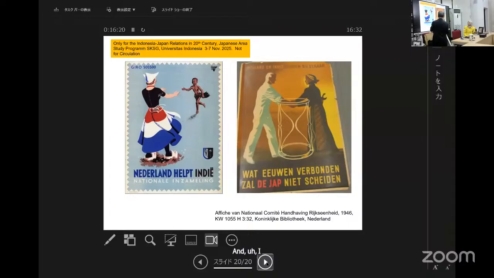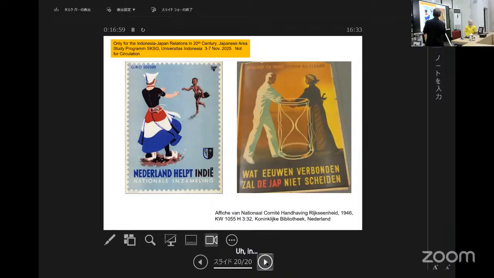And I have checked these posters in the Koninklijke Bibliotheek, the Royal Library in the Netherlands. They have also collected so many posters, paintings, and cartoons, I think. And this is also so famous in the Netherlands.